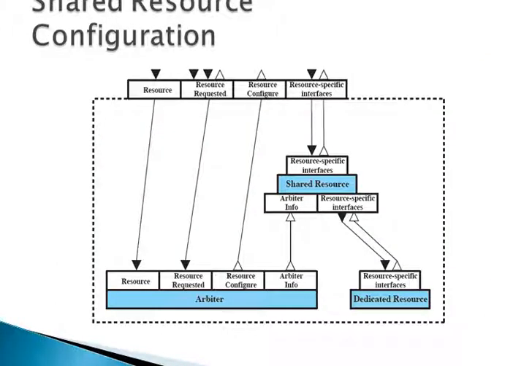Next is shared resource configuration. This figure shows a simplified view of a shared resource configuration used to provide access to an underlying resource. Associated with each resource to be shared is an arbiter component. The arbiter enforces a policy that enables a client to lock the resource, use it, and then release the resource.